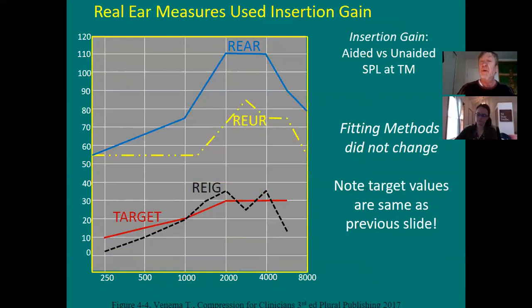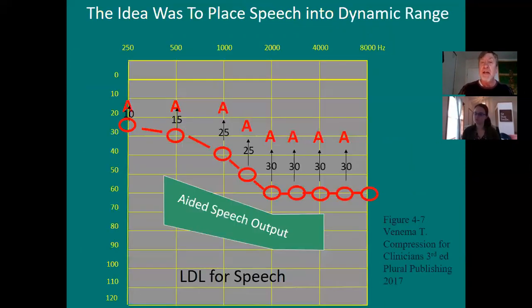Then came real ear. Real ear came into the picture around 1989, 1990, and they called it insertion gain. Now the difference was that functional gain is behavioral. The guy raises his hand when he hears the tone under headphones, then raises his hand when he hears the tone with the hearing aid in a sound field.